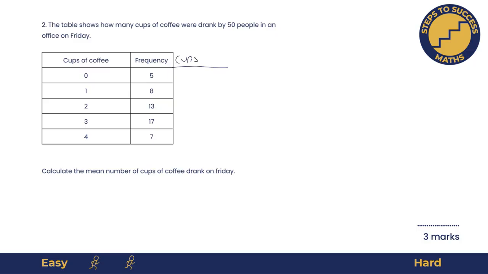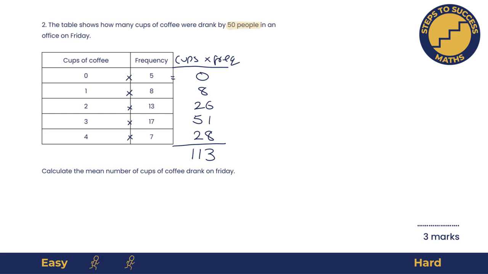0 times 5 is 0. Don't make the mistake of writing 5. 1 times 8 is 8. 2 times 13 is 26. 3 times 17 is 51. And 4 times 7 is 28. And then you're going to add them up to get the total. 8 plus 26 plus 51 plus 28, and there is the plus 0, but you don't need that. So that's 113. And we need to know how many we asked.